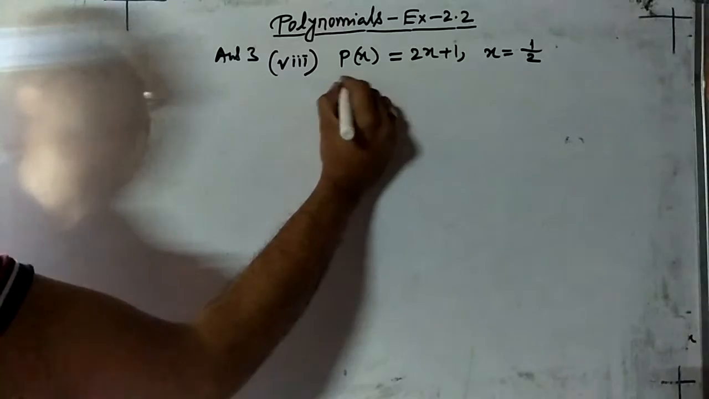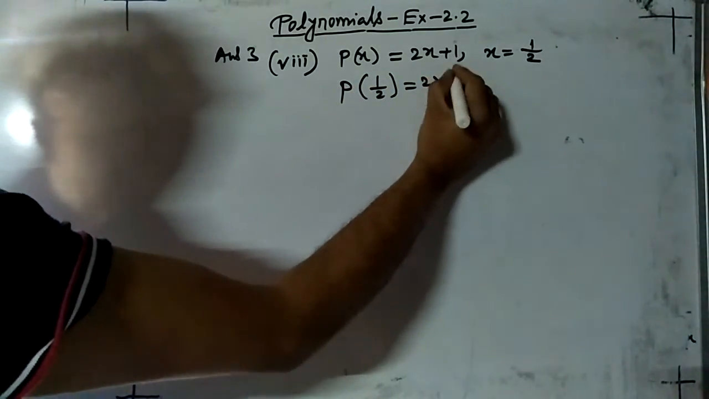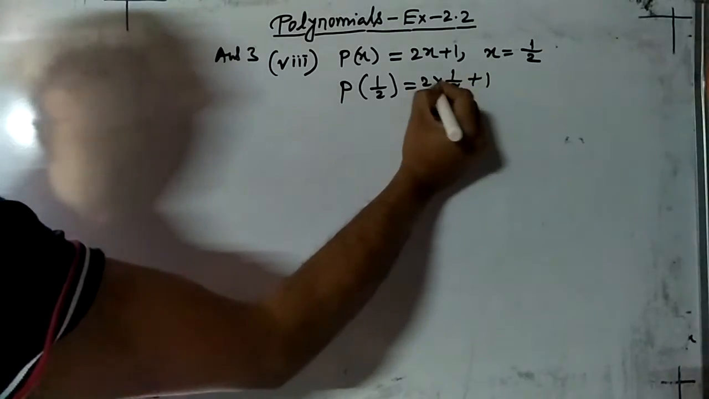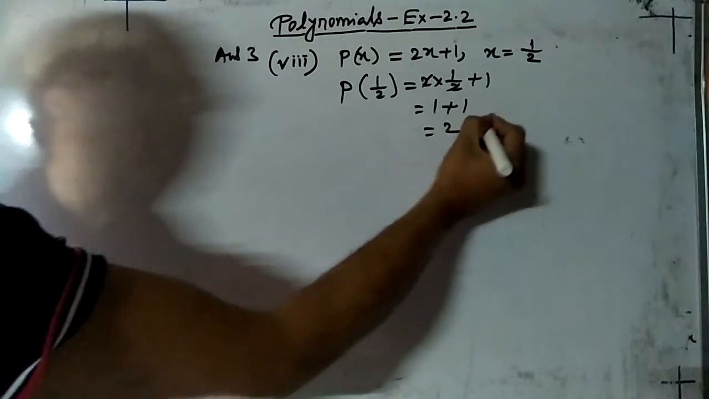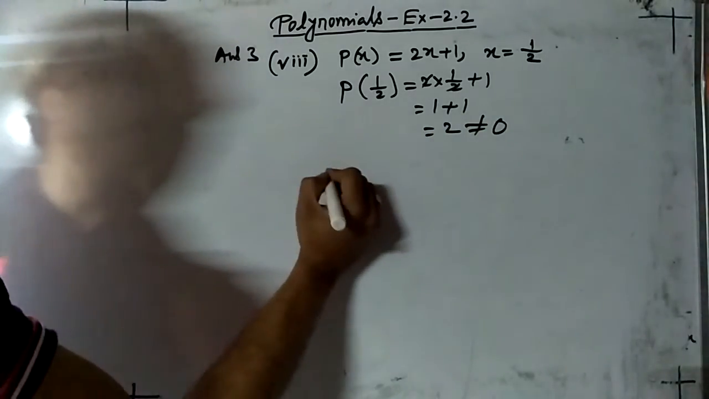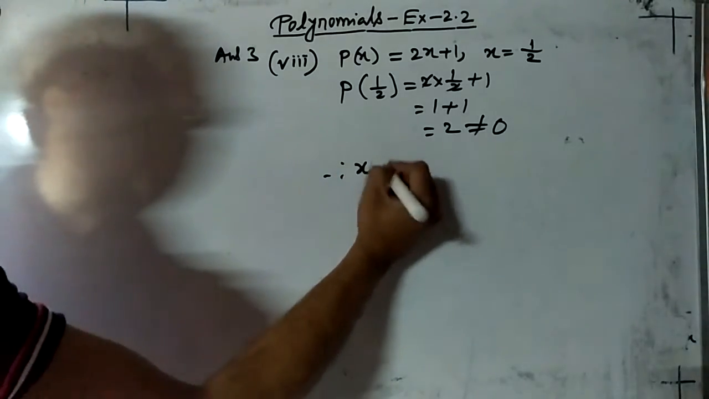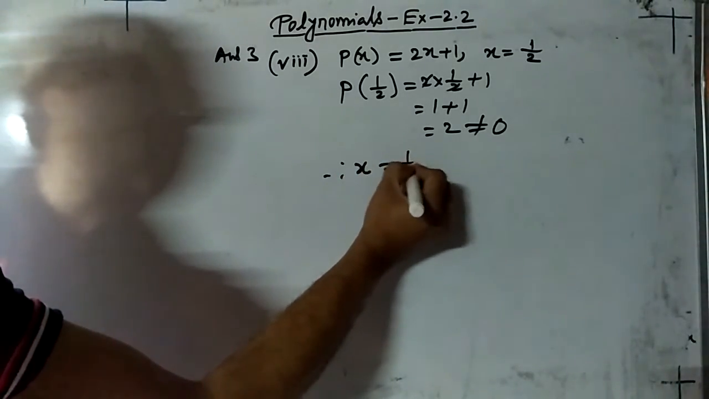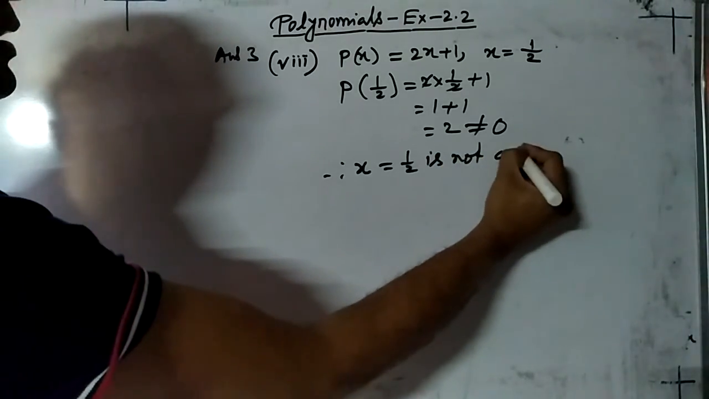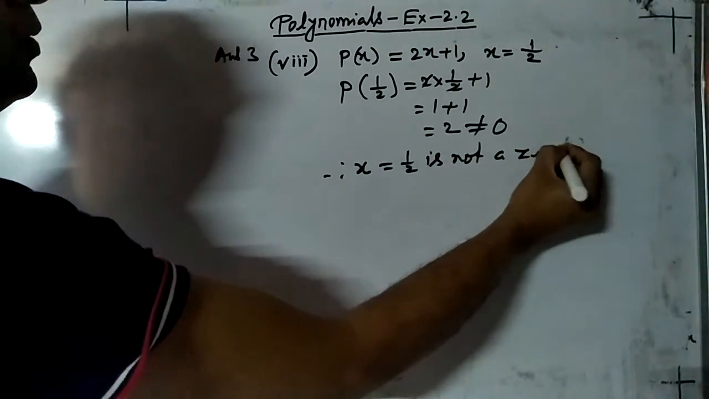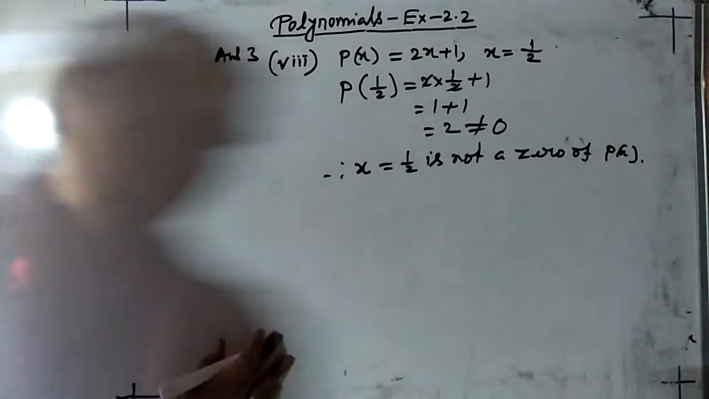So we find p(1 by 2), then 2 into 1 by 2 plus 1. Now the 2s cancel, so 1 plus 1. 1 plus 1 equals 2. It is not equal to 0. Therefore, since we are not getting 0 here, we can say that x equals 1 by 2 is not a zero of p(x). Right?